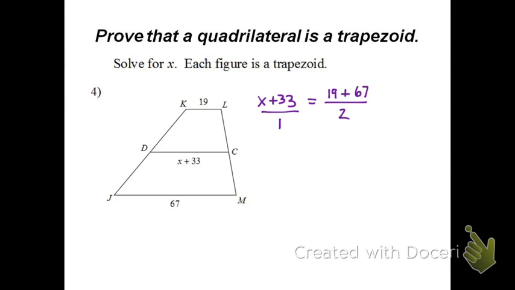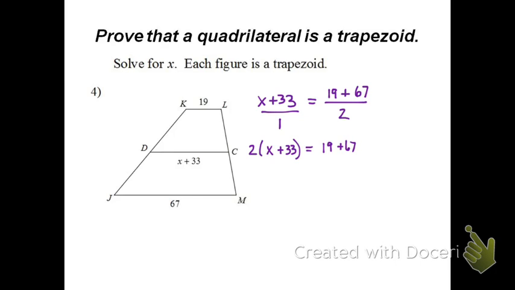Say, for example, we wanted to put this over 1, we could cross multiply and take the 2 times the x plus 33 and multiply the 1 times the 19 plus 67. And really what this does, it allows us to double the mid segment, which is also referred to as the median. So mid segment, median, if you hear me say one or the other, I mean the same thing. But so we double the x plus 33, and then we want to find the sum of 19 plus 67.